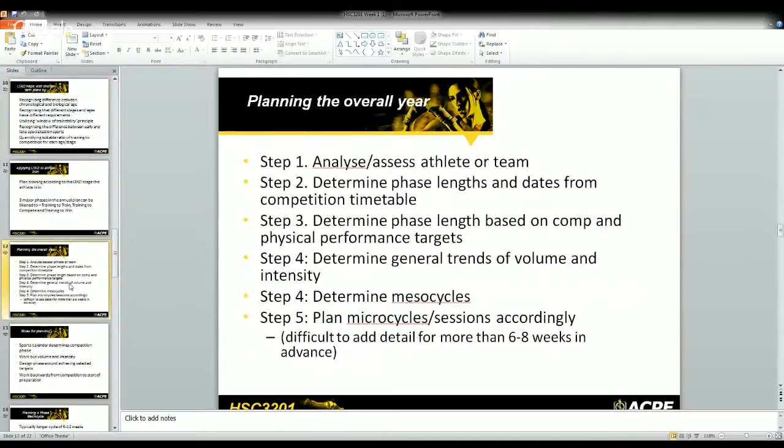Now, the overall planning of the year, whenever you go into an overall plan of the year, the first thing is you need to analyse and assess your athlete, your team, or your sport to have an understanding of what the athlete or the sport requires.